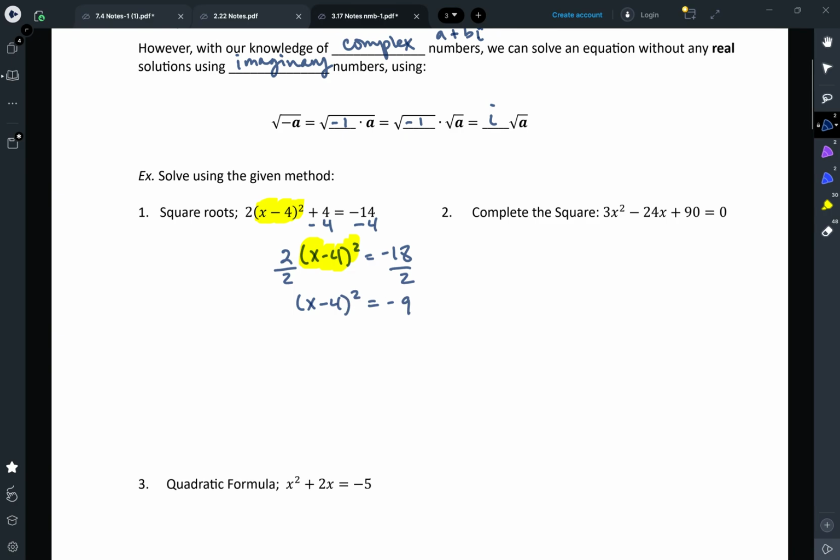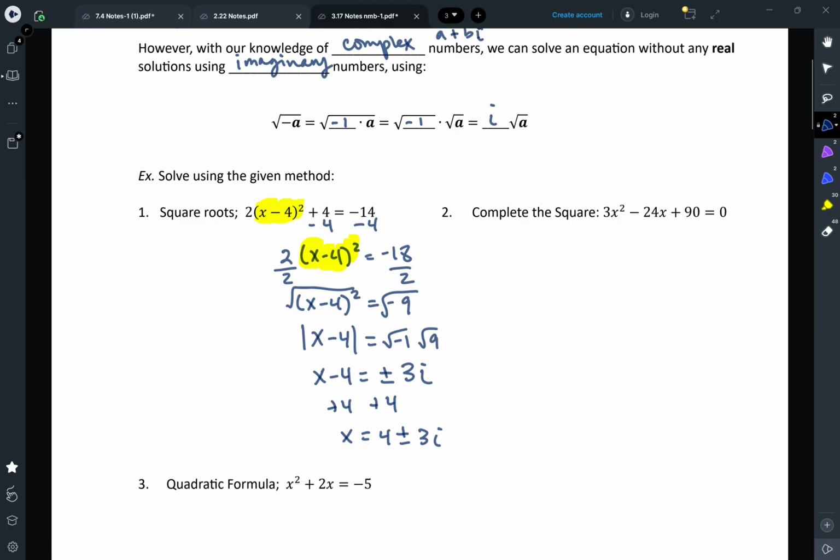Now that I have my quantity squared by itself, square root both sides, and the absolute value of x minus 4 equals the square root of negative 1, square root of 9. Really, it should be in the other order, but that's okay. This is going to be x minus 4 equals plus or minus. Usually we're going to write the whole number first and then the i part, so I'm going to write it as 3i. Now my last step is adding 4 on both sides. So x equals 4 plus or minus 3i.